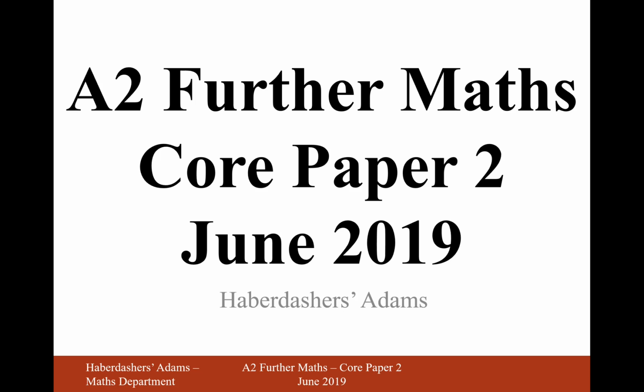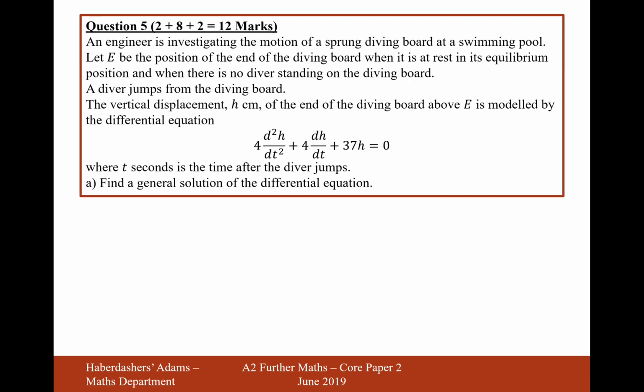Hello there and welcome to the June 2019 Core Paper 2. Here we're looking at question 5. An engineer is investigating the motion of a sprung diving board at a swimming pool. Let E be the position of the end of the diving board when it's at rest and is in equilibrium position and when there is no diver standing on the diving board.